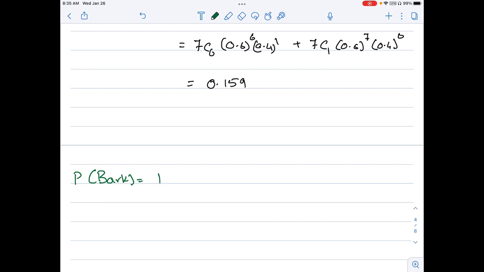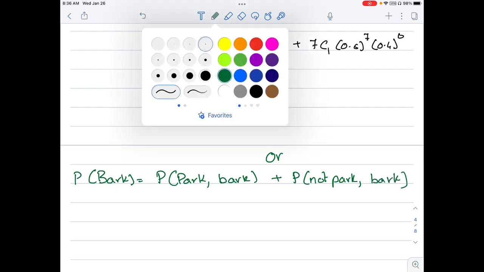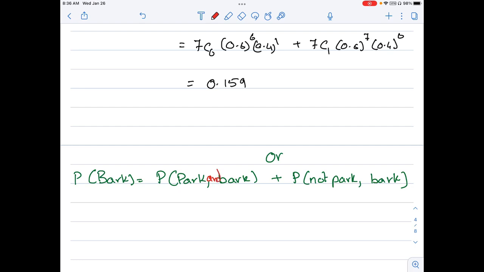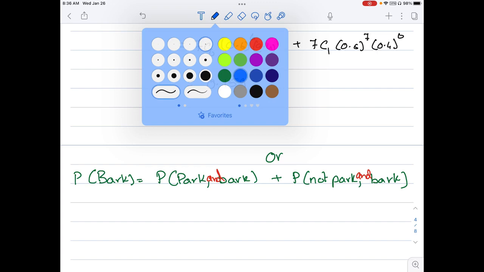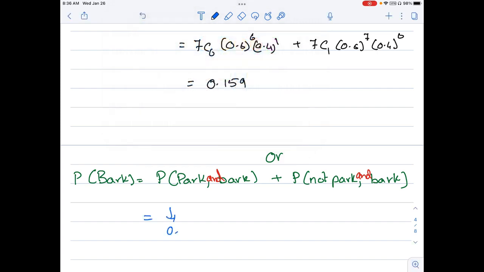So it is go to the park and bark, or means plus, or not going to the park and bark. So you have to see that "and" — I use the word "and". So for going to the park is 0.6, and means multiplication, barking was 0.35.